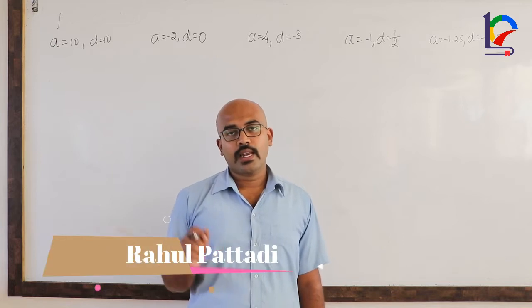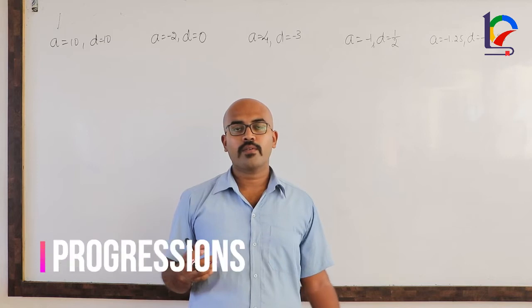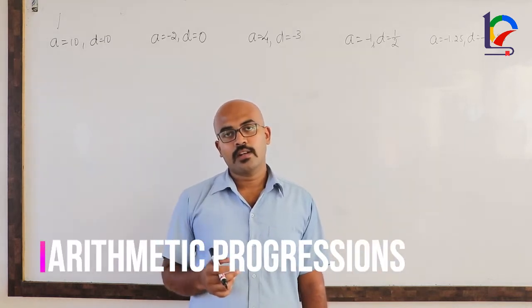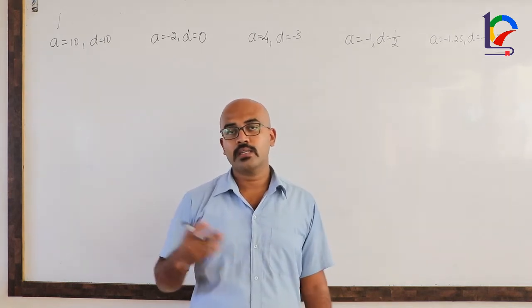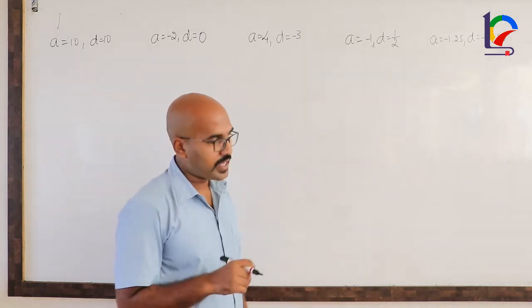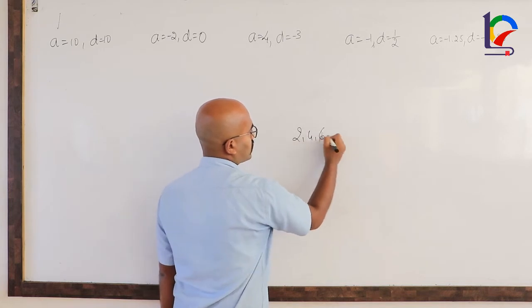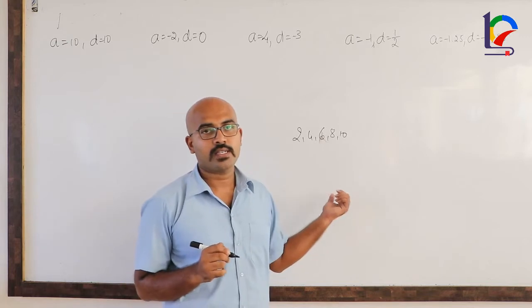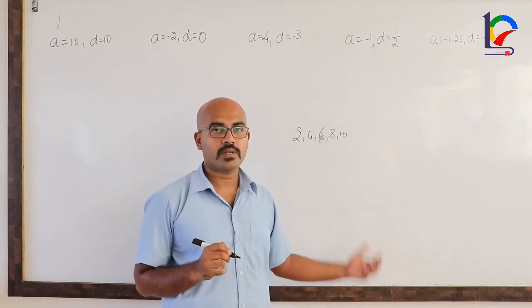We have seen till now the first term and the common difference. So what we can do if you want to find the next terms? Suppose you are given the first term and the common difference, and they ask you to find the succeeding terms. So let us take the first example: 2, 4, 6, 8 and 10. These are the first positive even numbers, so obviously they are in arithmetic progression.